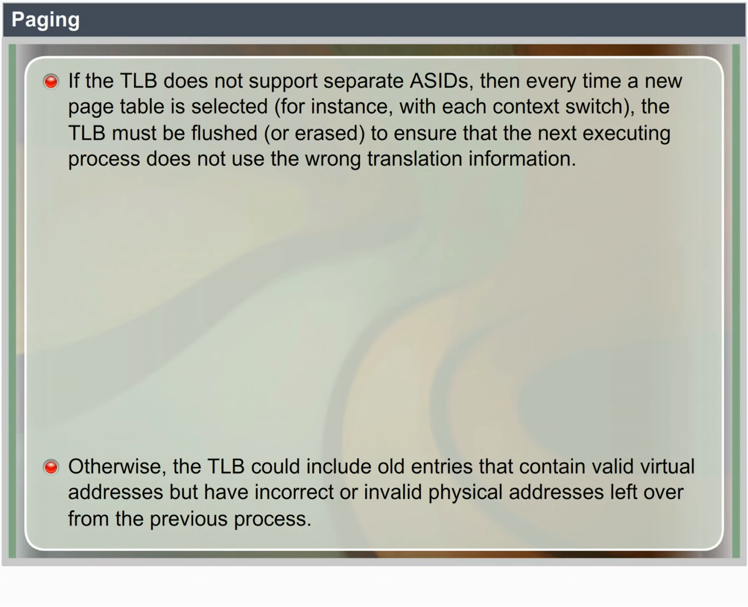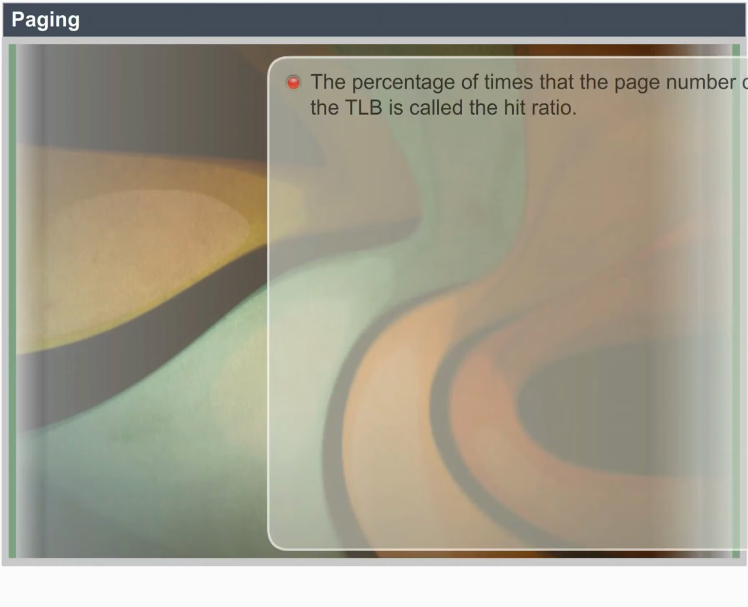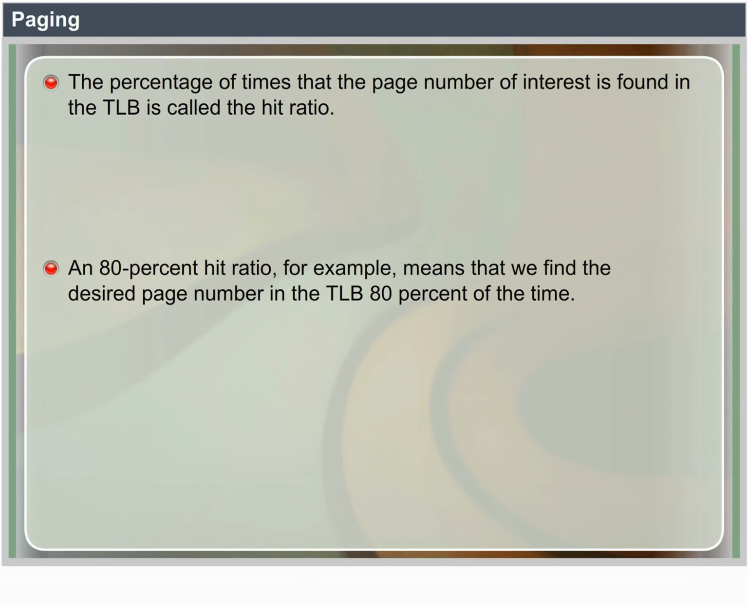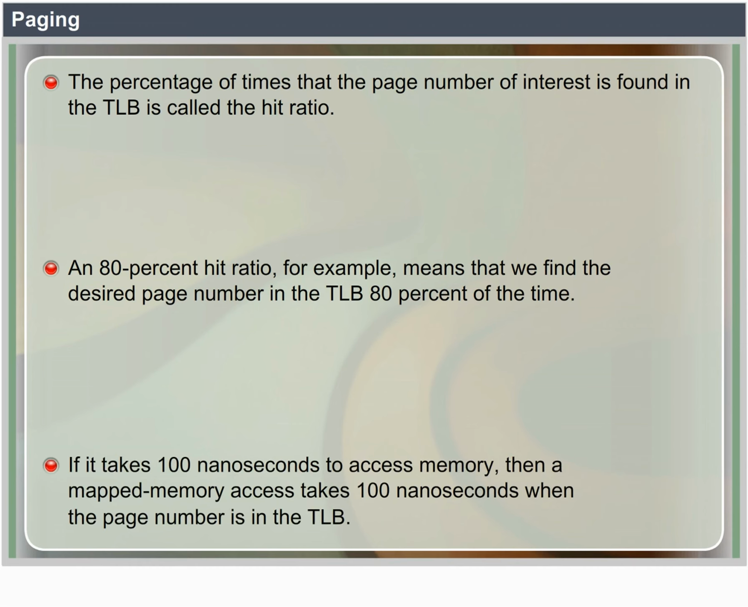The percentage of times that the page number of interest is found in the TLB is called the hit ratio. An 80% hit ratio, for example, means that we find the desired page number in the TLB 80% of the time. If it takes 100 nanoseconds to access memory, then a mapped memory access takes 100 nanoseconds when the page number is in the TLB.